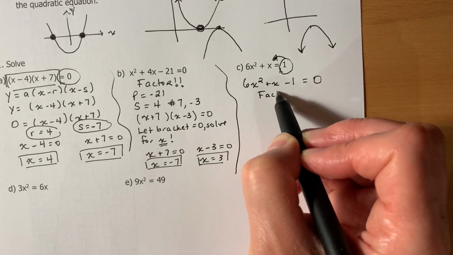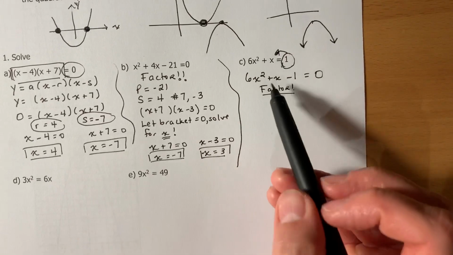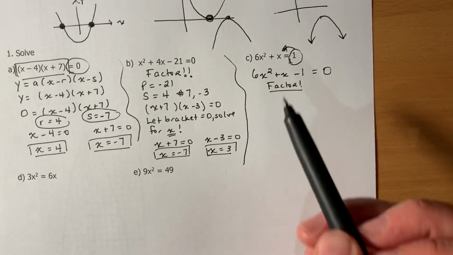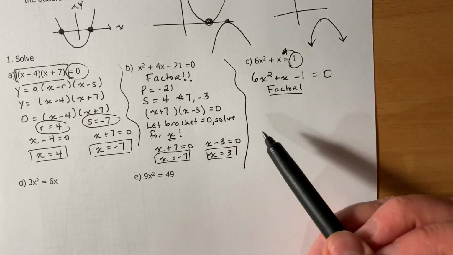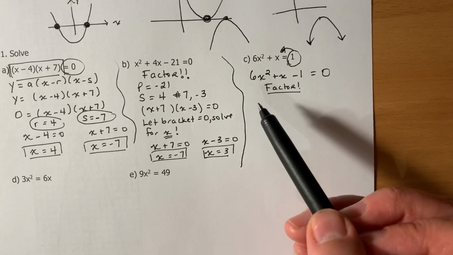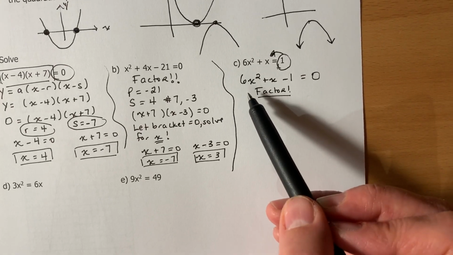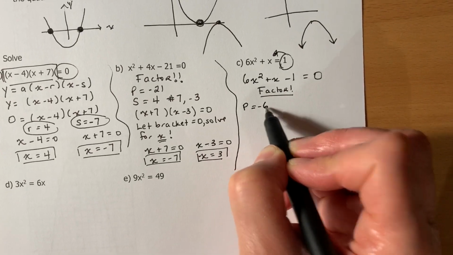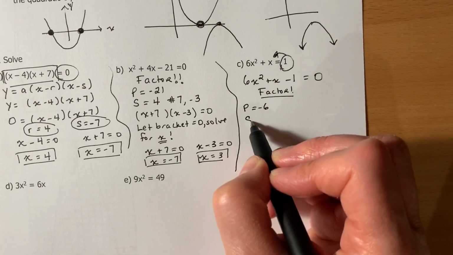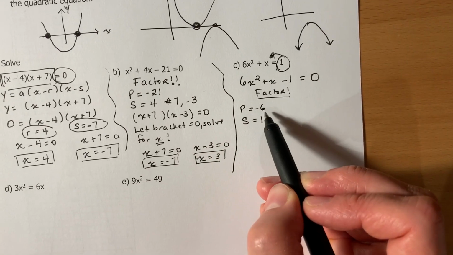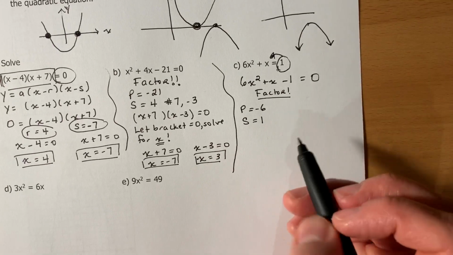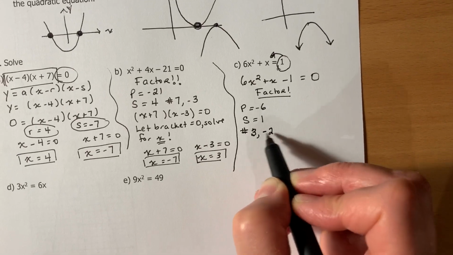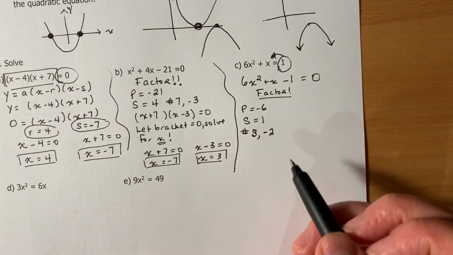Now you need to factor it. Okay? Look for a common factor first. Is there one? No. Now you got a trinomial. Your a value does not equal 1, so you must do it by decomposition. So I take 6 times negative 1, I get negative 6. That's my product. My sum is positive 1. I look for the numbers that multiply to negative 6 but also add to 1. Those numbers are 3 and negative 2. They multiply to negative 6 and also add to 1.